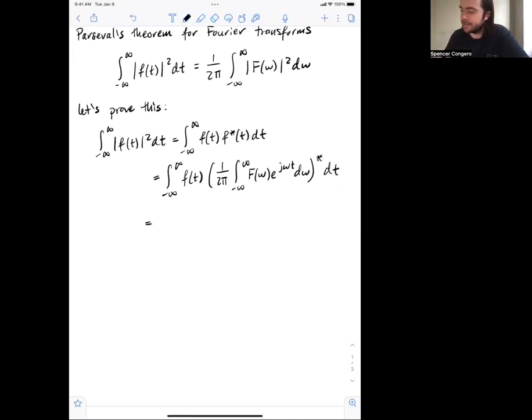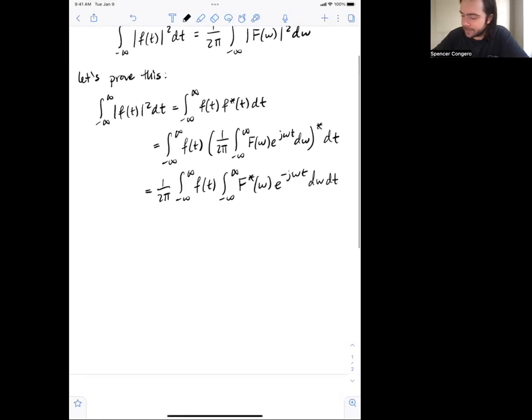All right, now what can I do? Well, I'll actually perform that conjugation, and I'll bring the 1 over 2 pi outside of f of t, and the integral of f conjugate of omega e to the negative j omega t. When we conjugate this e to the j omega t, we get a negative sign in the exponent. And then d omega dt.